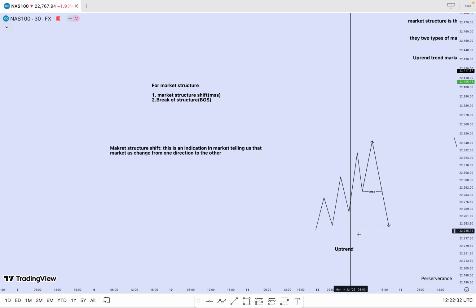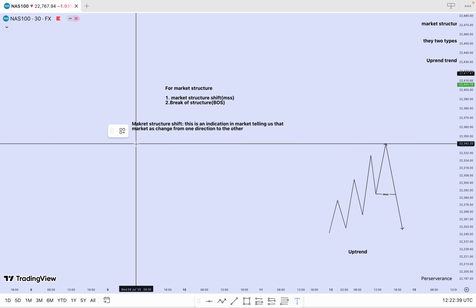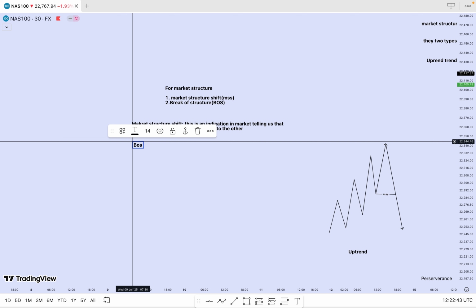Now for the break of structure aspect of it. For break of structure, BOS, markets break past a key level, for example, a support or a resistance level, while still maintaining its correct direction.